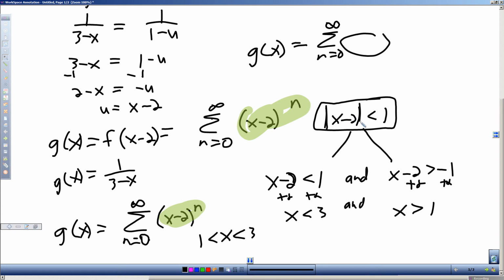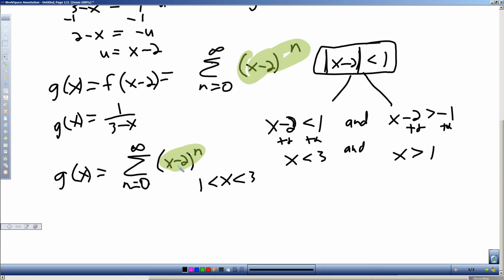Absolute value right here. And therefore, when you solve an absolute value, you separate it into two problems and solve each one. You see it now? Okay. So, how would you write this out if we were doing the first three or four terms of this?